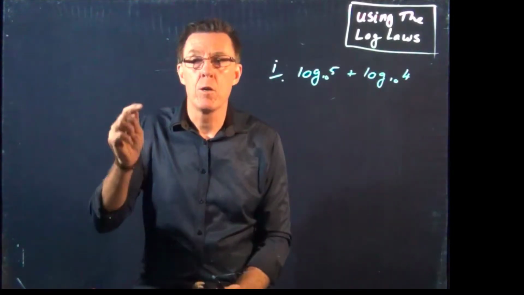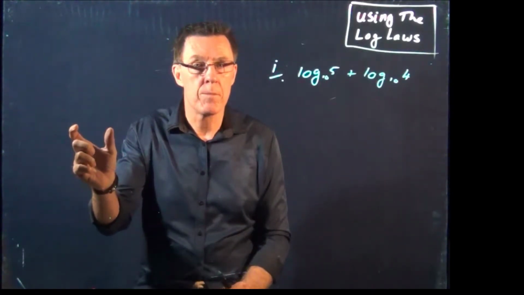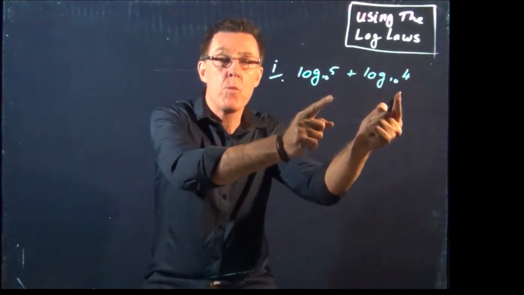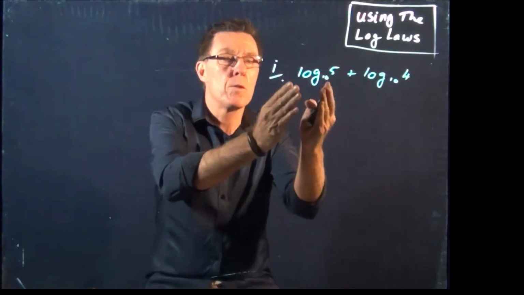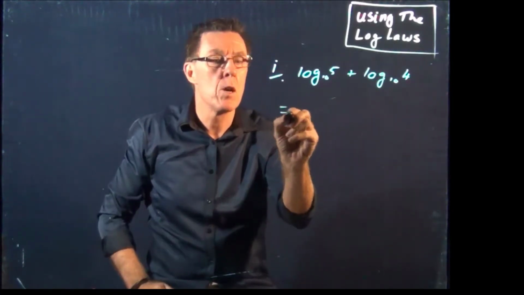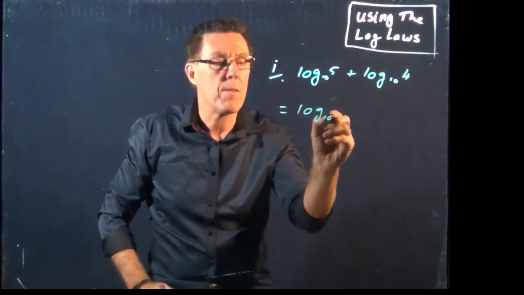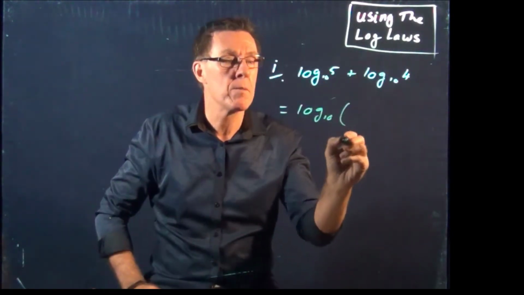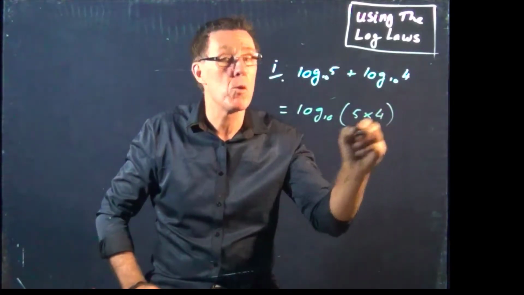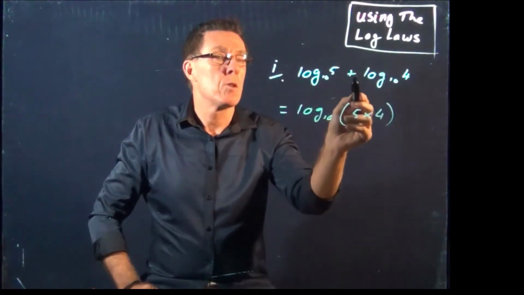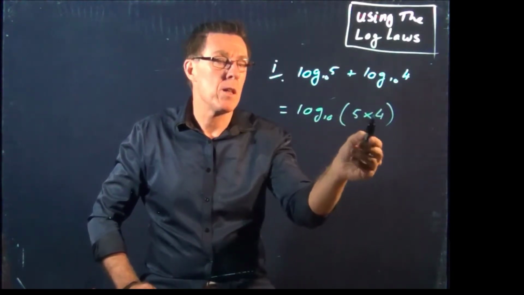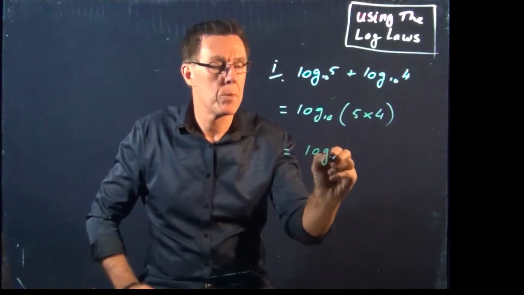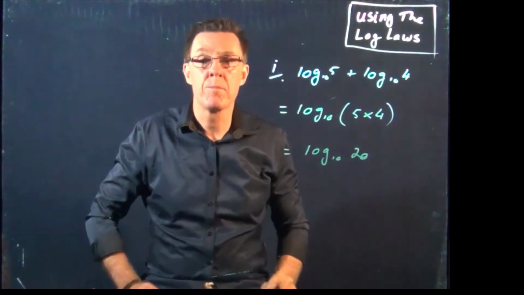Log law number 1: if you had the log of 2 numbers multiplied together, you can split the log over both the numbers and add them together. So this is log law number 1, and we have to make it run backwards. I have a log of something plus a log of something else, same base. It's not exactly factorising, but I factorise the log base 10 out, leaving 5 multiplied by 4 inside the brackets. As the logs are added, logs are indices, so the numbers themselves have to be multiplied together. So, log base 10 of 20.